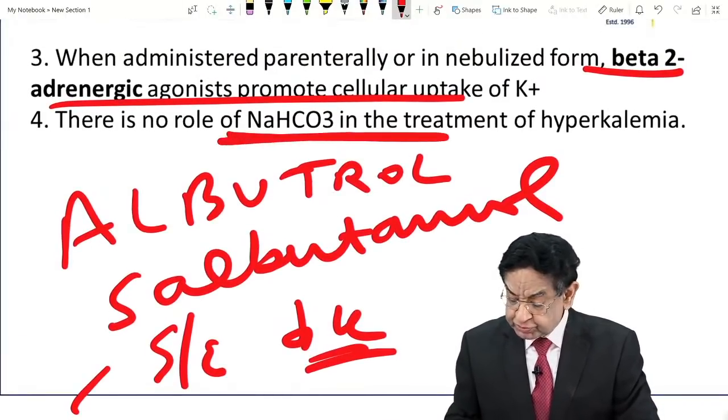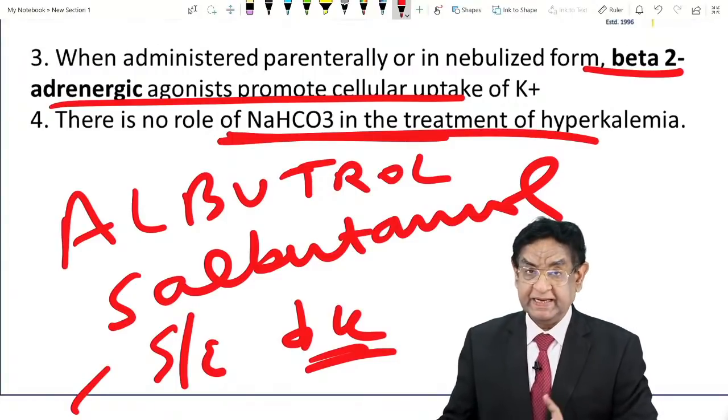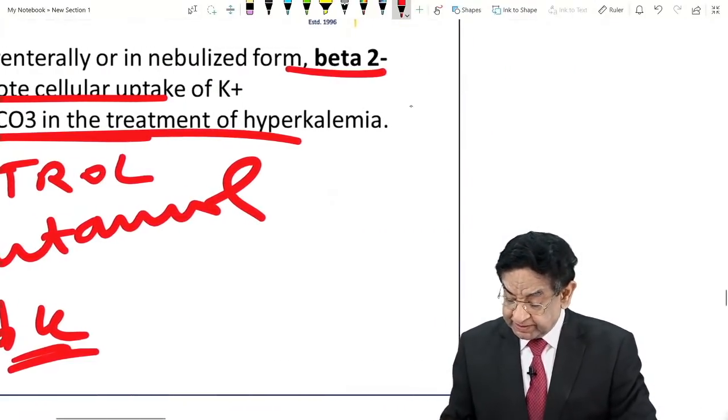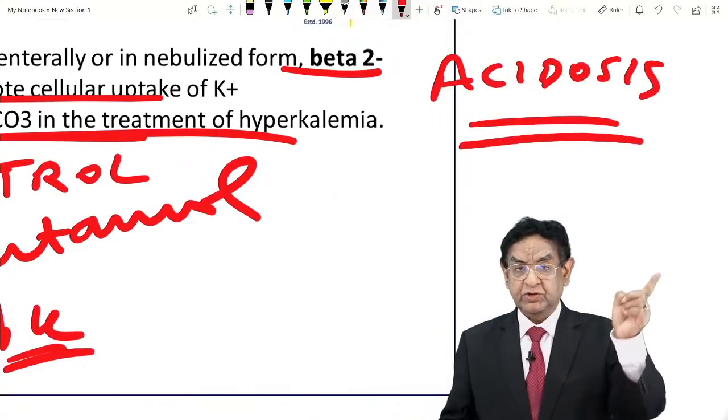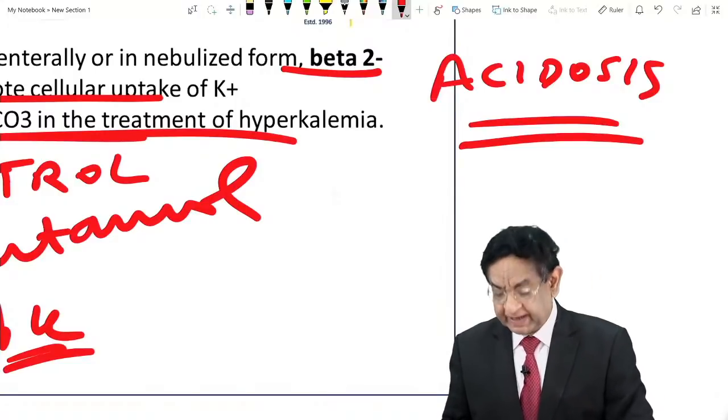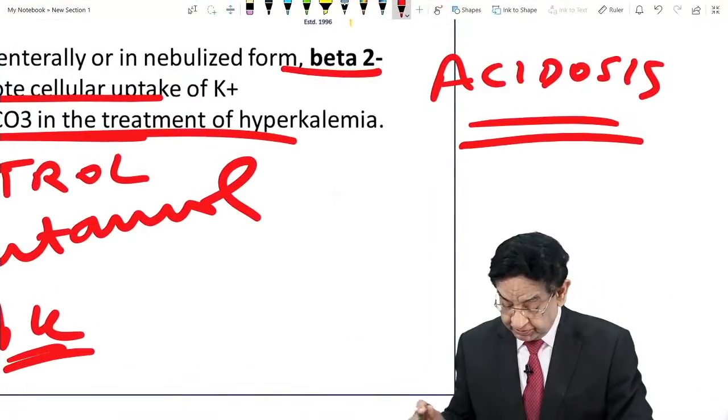There's no role of soda-bicarb in the treatment of hyperkalemia. Soda-bicarb is used only to treat severe acidosis, but it's never used in the treatment of hyperkalemia. Okay.